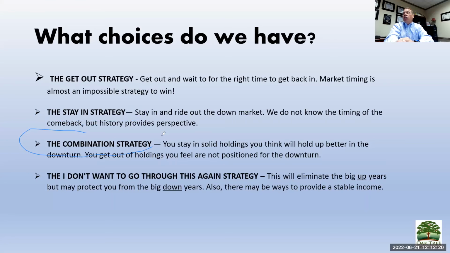We have the combination strategy. To me, this is probably the best one, where we say we're staying in, but we are going to make some adjustments. We're going to stay in, but there are some things that I may want to get out of that I just don't think are going to come back as fast. We free up some cash. We look at what opportunities there are.